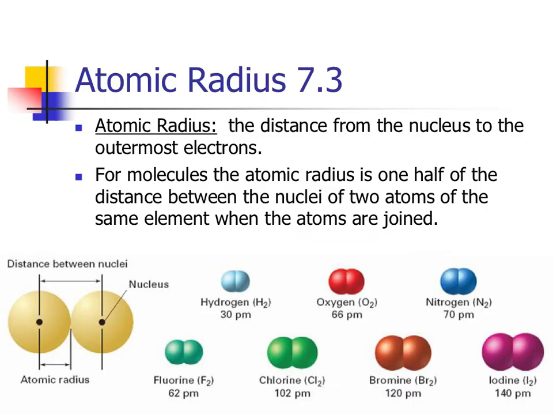So one of the first things that we're going to look at today, in my mind, is probably the most important trend on the periodic table, because I think for the most part, it is one of the more intuitive trends, and a lot of the other trends piggyback off of this trend. And that is the atomic radius.